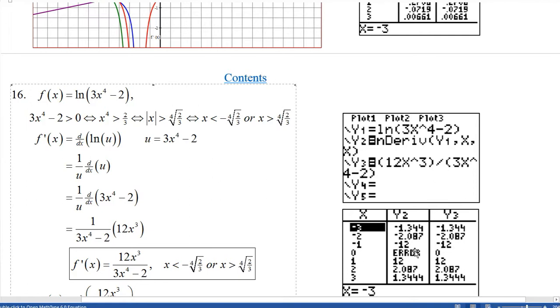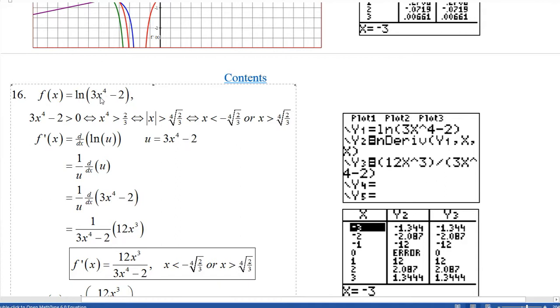Now notice at 0, we do get an error message on the original function, and we do actually get a number out on this one. So if you actually plug in x equals 0 in this formula, you do get a legitimate number at 0, but that's not a derivative of the original function, because the original function is undefined there.